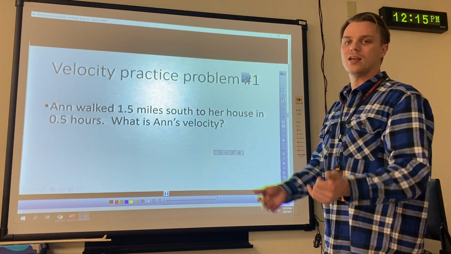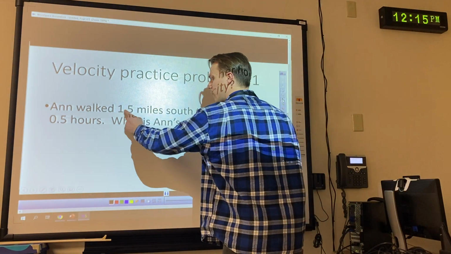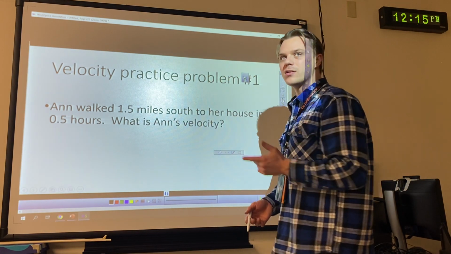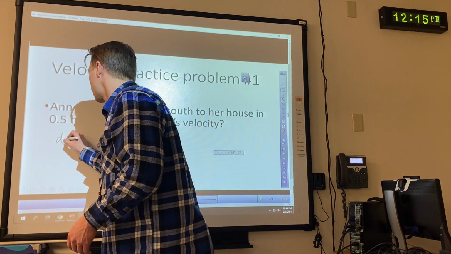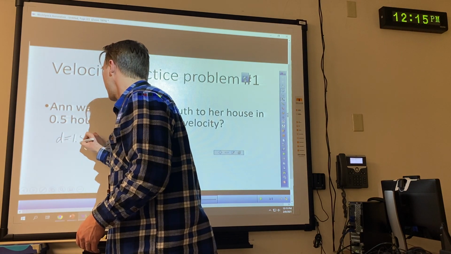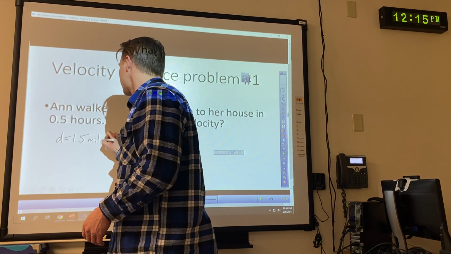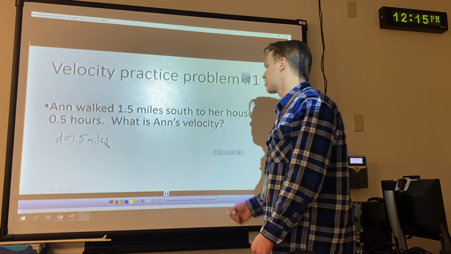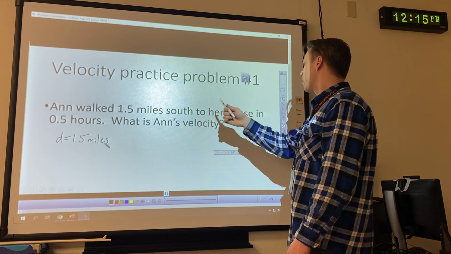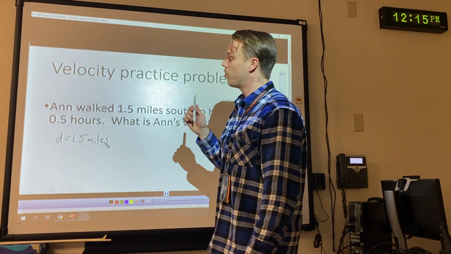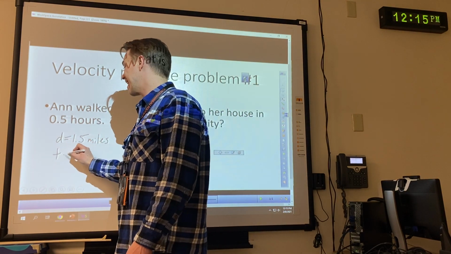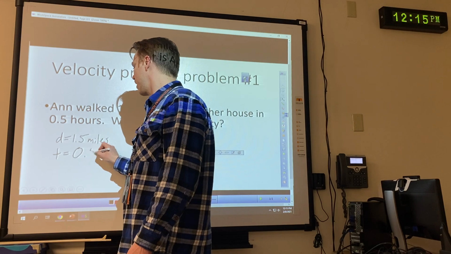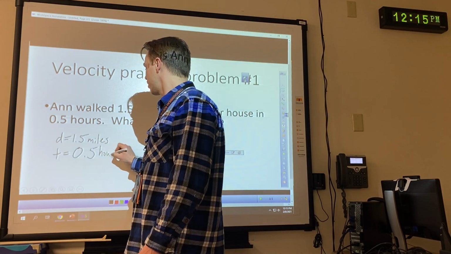What do they give me? In this case, they say 1.5 miles. Miles is a unit of distance. So d equals 1.5 miles. What else did they give us? So 1.5 miles south to her house in 0.5 hours. Hours is a unit of time. So 0.5 hours is a unit of time.